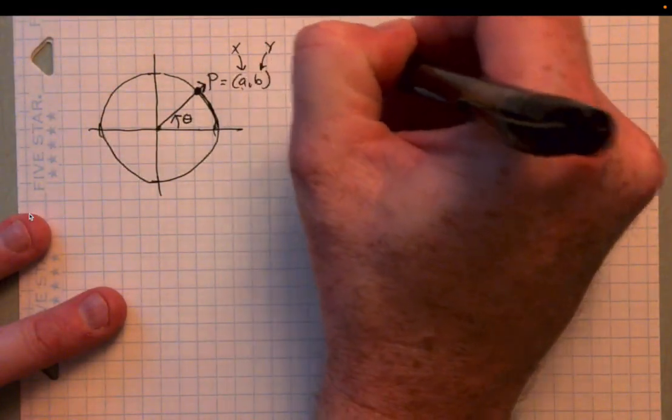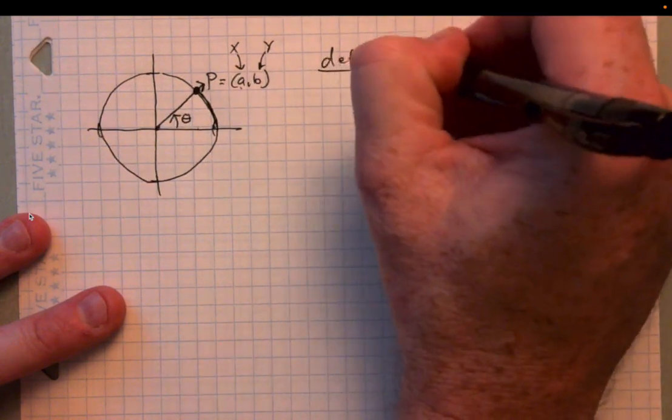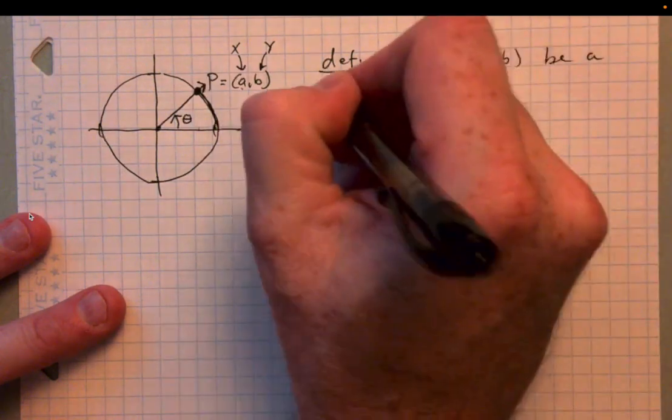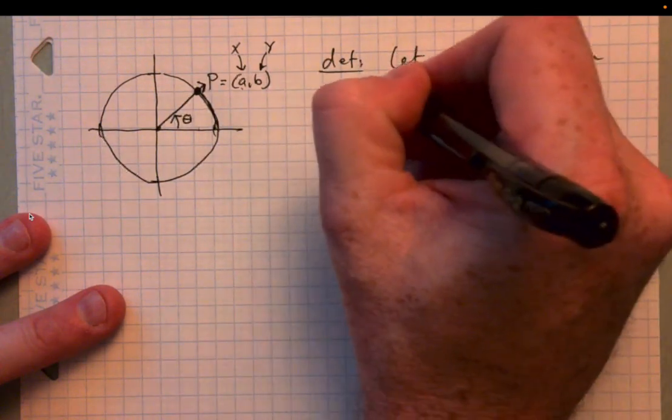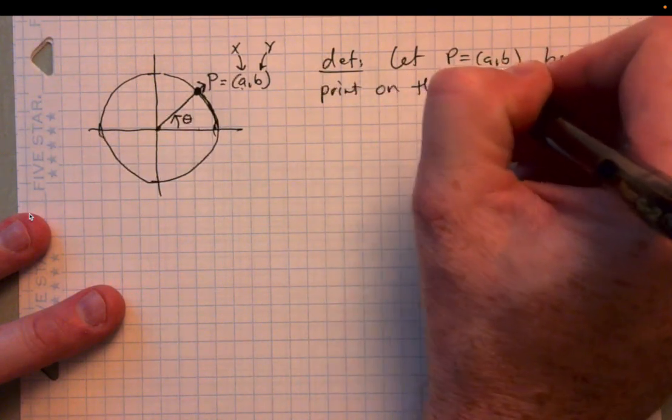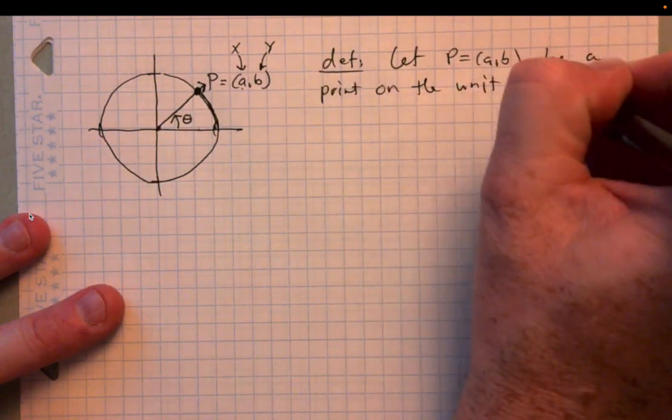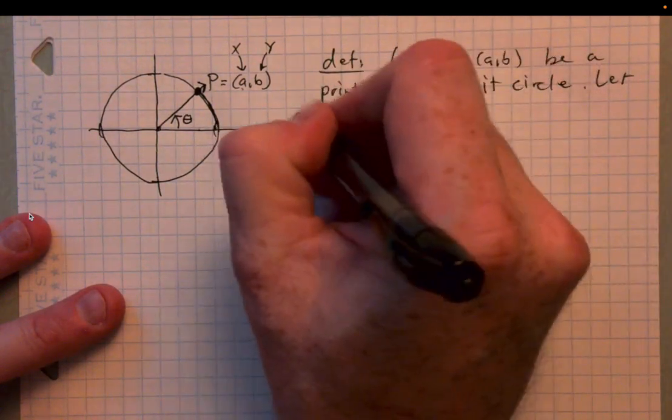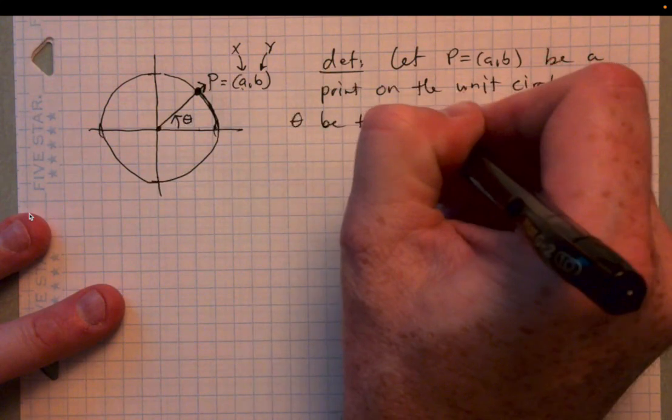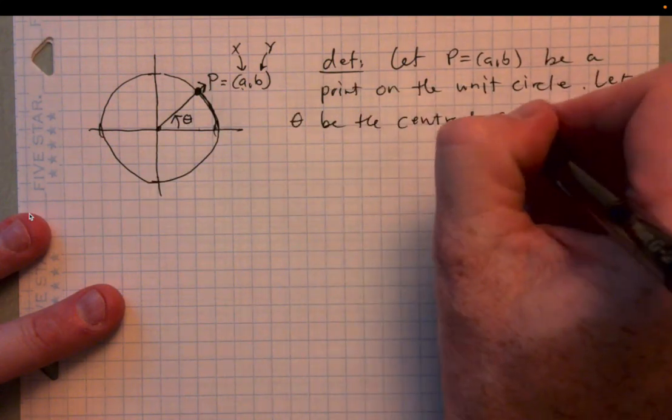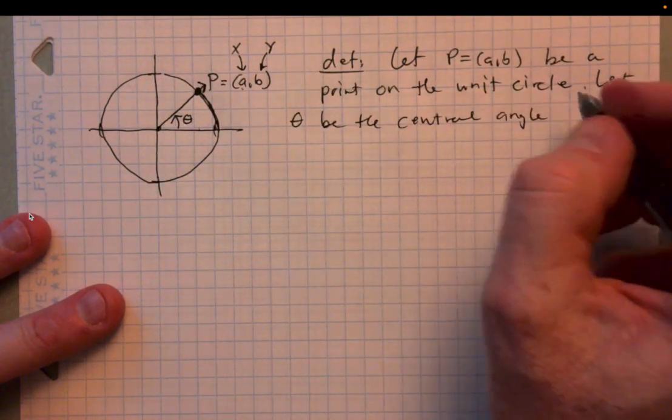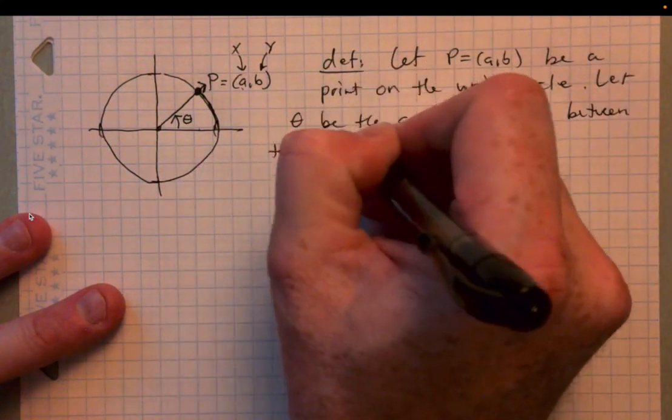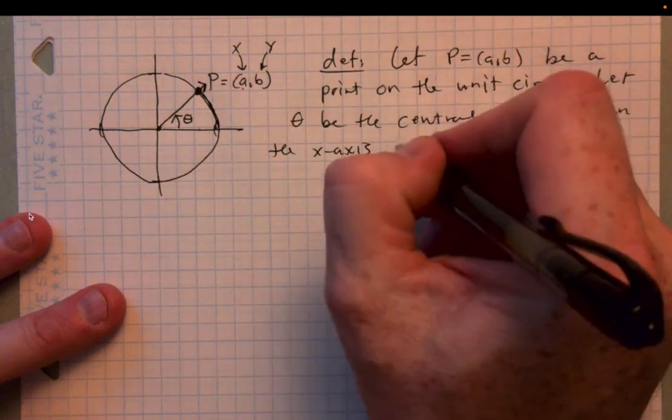Okay, so this would be like a definition. Okay, so we're going to let P equals (A, B) be a point on a unit circle. I'll say the unit circle. There's only one of them, isn't there? Okay, and then we'll let theta be the central angle between the x-axis and a ray intersecting P.